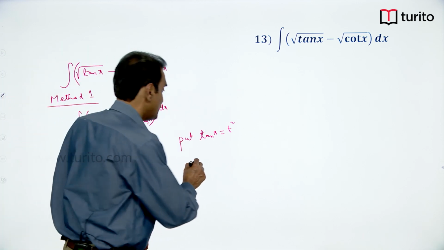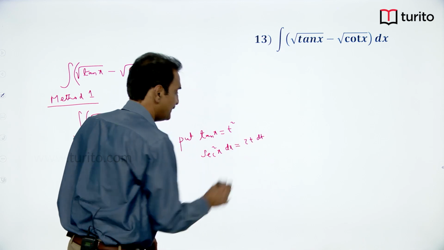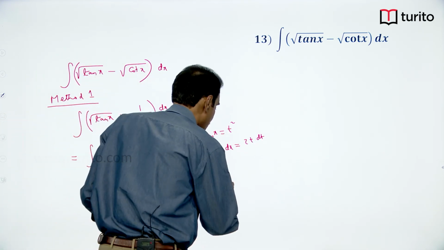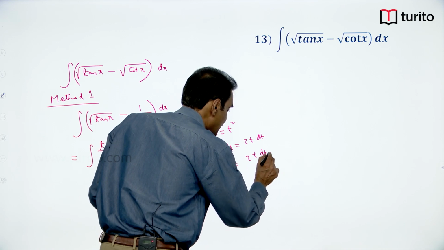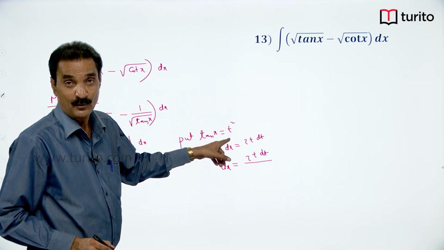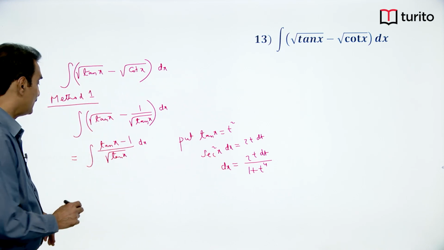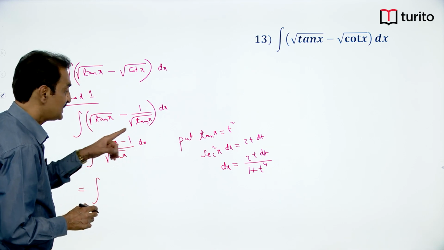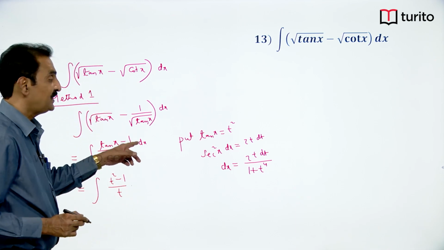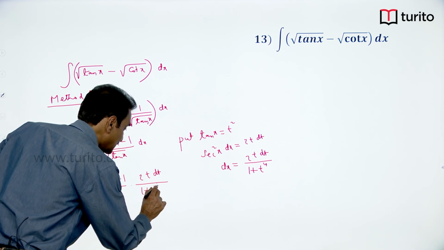Differentiating on both sides, you will get secant square x dx is equal to 2t dt. But secant square x is not there now, send it that side. dx is equal to 2t dt by secant square x. Secant square x is 1 plus tan square x, that is 1 plus t power 4. So, this integral will be, tan x is t square now. So, (t square minus 1) by root t square is t, into dx is 2t dt by 1 plus t power 4.